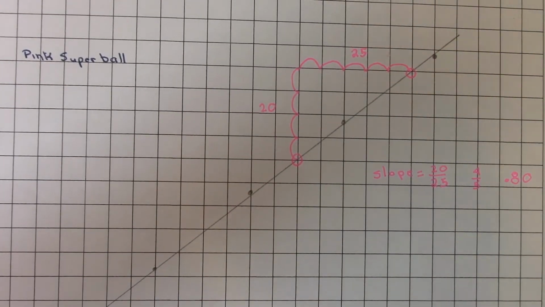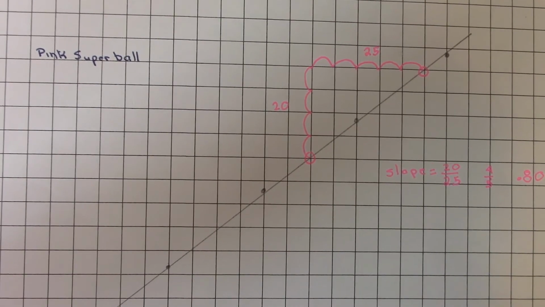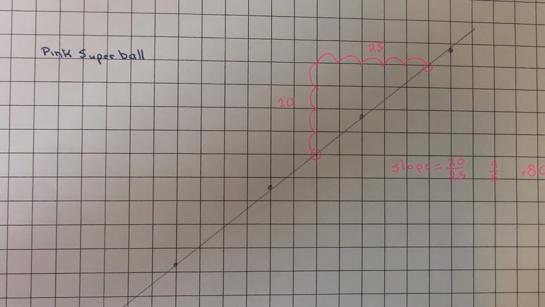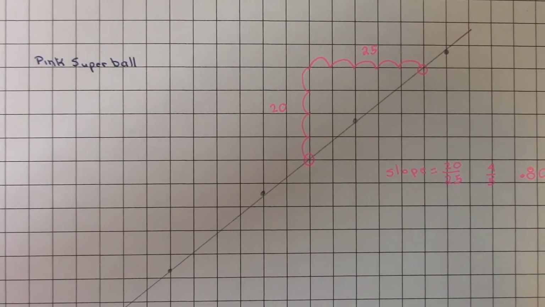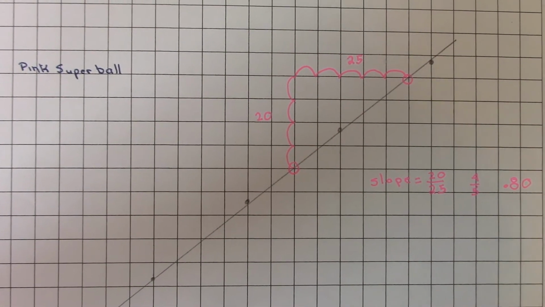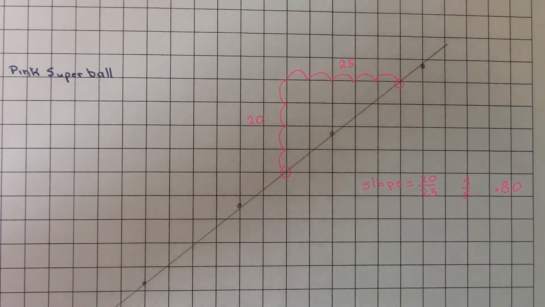So again, it's very, very accurate. Here is my graph of the data for the pink Super Ball. And we notice that after I drew in the trend line, to go from the points that I selected that are in pink, I rose 20, and then I went across 25, so my rise of 20 over 25 reduces to the fraction of 4/5, and it gives me the decimal of 0.8.